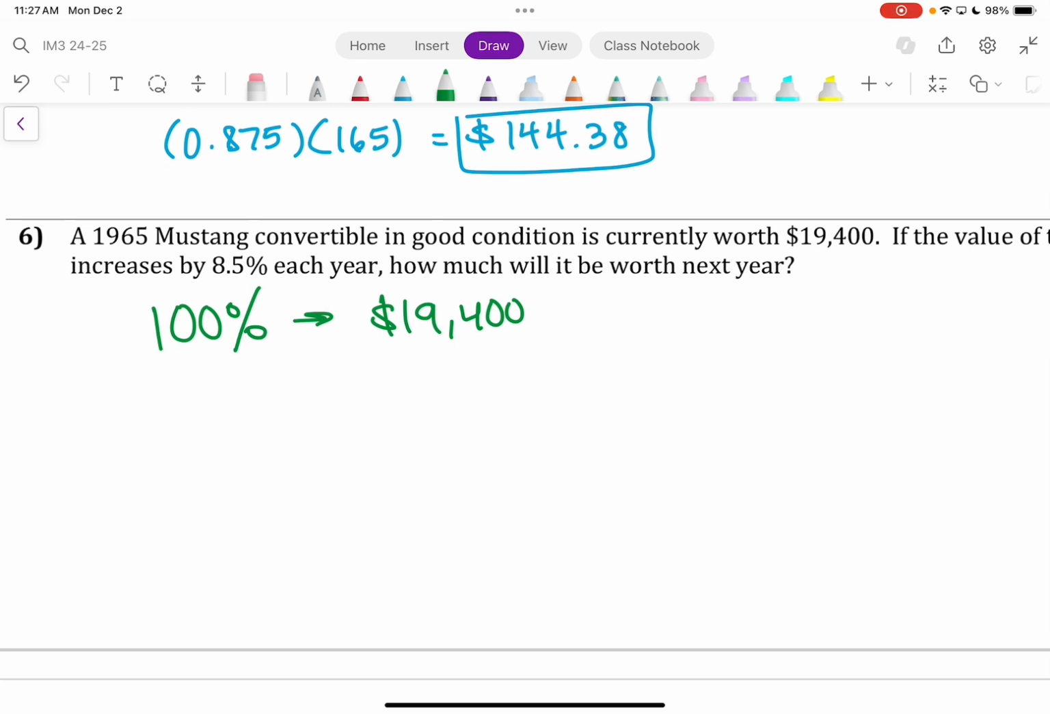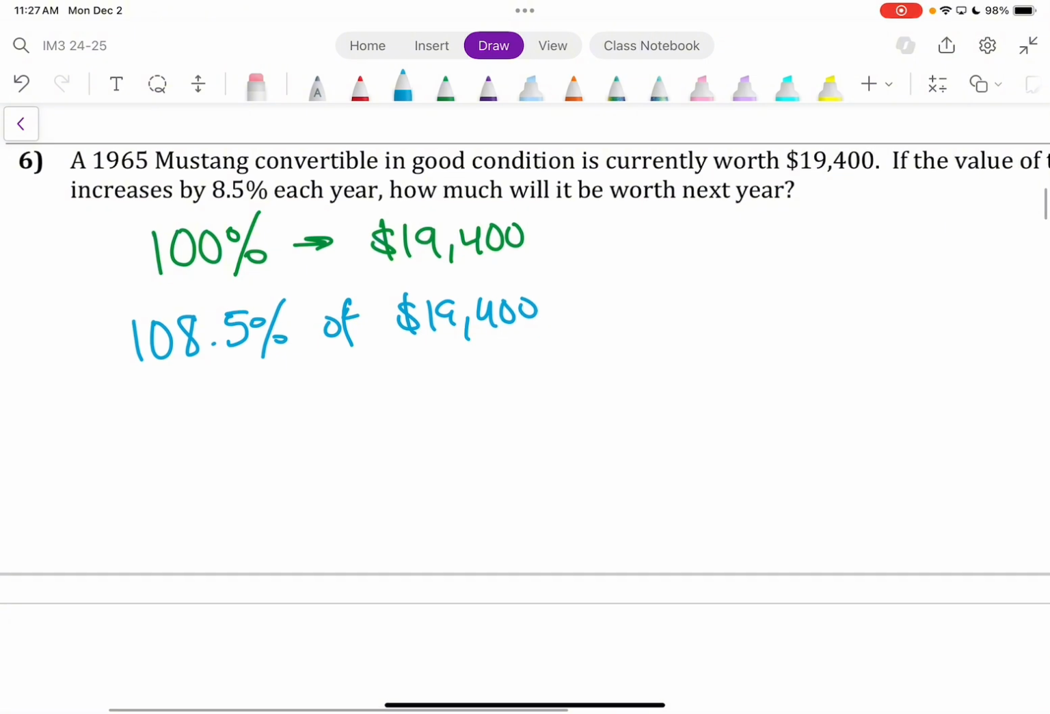8.5. So is it still going to be worth 100% of its original value? No, it's going to be an increased amount. It's going to actually be worth 108.5% of the original value of the 19,400. So what do we do? We convert this percentage to a decimal: 1.085 times 19,400. And that's going to get us the following number.